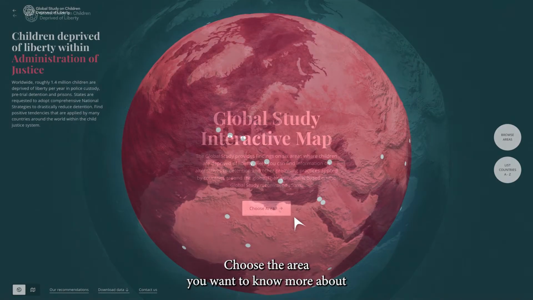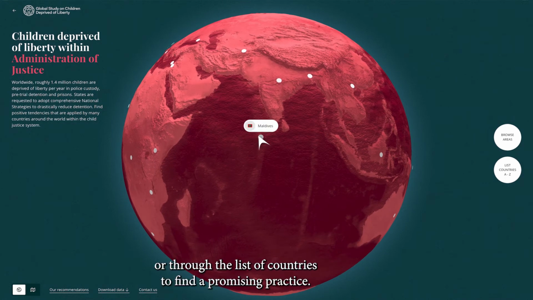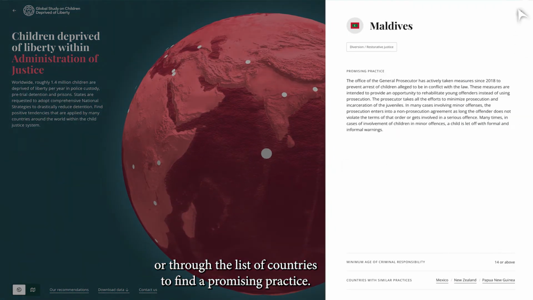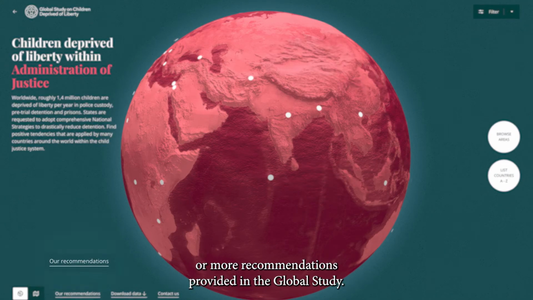Choose the area you want to know more about, and then choose the country directly in the globe or through the list of countries to find a promising practice. All these examples go together with one or more recommendations provided in the global study.